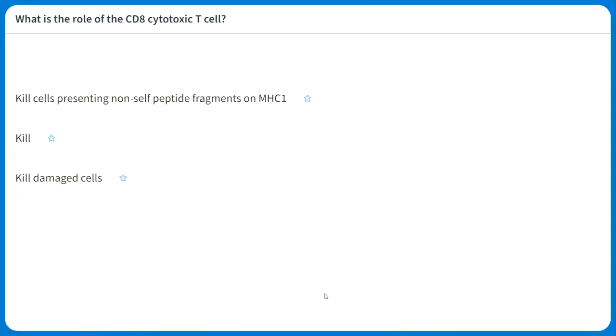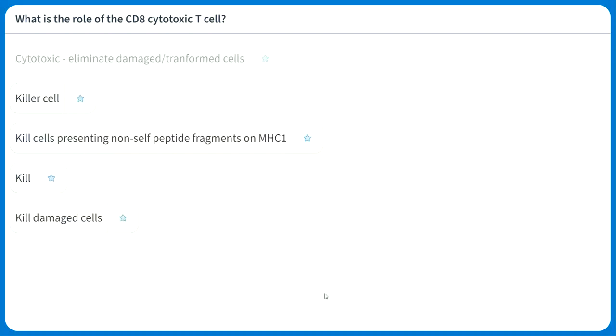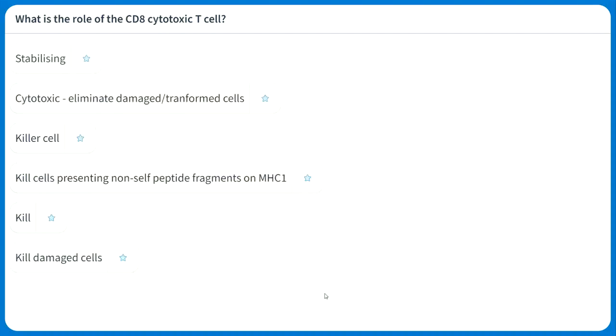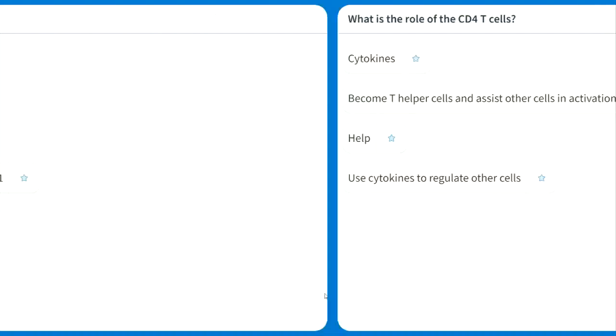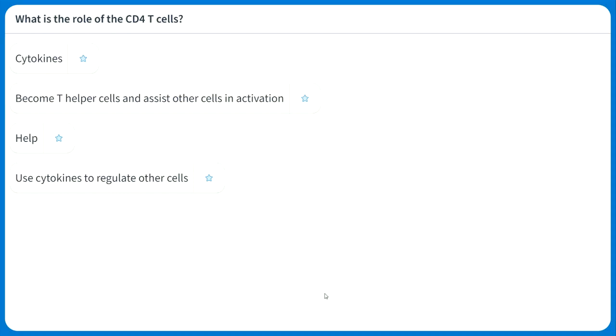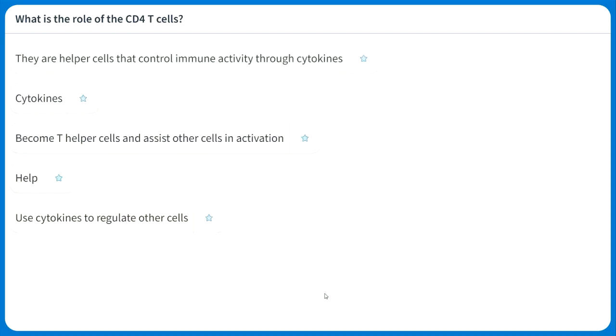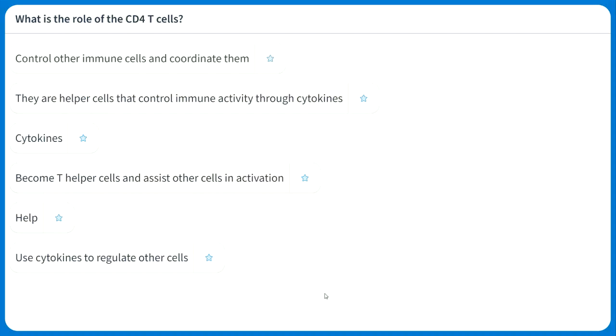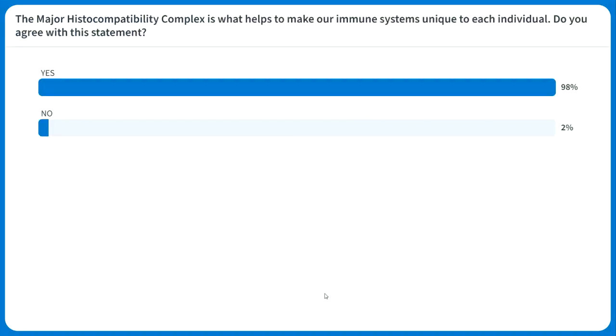What is the role of CD8 cytotoxic T cells? It's a killer cell, so it's to kill damaged and infected cells, or perhaps malignant, transformed cells. So that all looks perfect as well. The role of CD4 cells, the T helper cells, is to do that cytokine signaling to provide help to other aspects of the immune system. So it looks like you've got a good grasp on that as well.